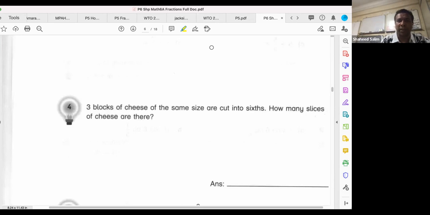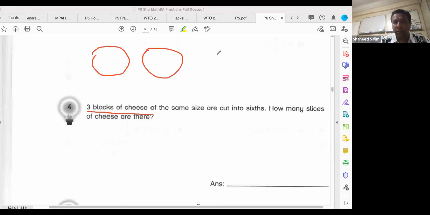When you get to a problem sum, first of all, you must believe in yourself. If you believe that you cannot do the problem sum, that's it. You must believe. So we take one sentence first. Don't look at the whole question, just one sentence, and we read it in chunks. 3 blocks of cheese. You understand 3 blocks of cheese? You have one block, you have two blocks. Let's say I put circle. Are of the same size. And then they are cut into 6. Do you understand what is 6?